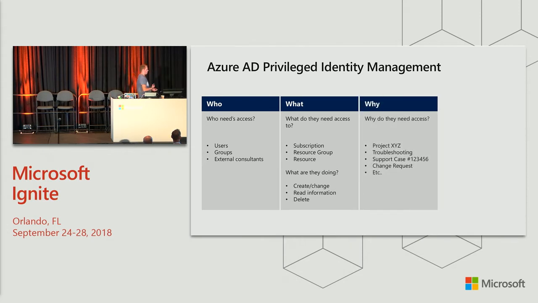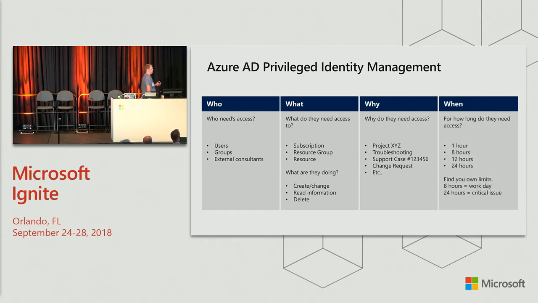We also need to know why people need access. Everyone can come and say, hey, I need access to all of these resources because I'm doing some stuff. Using Azure AD PIM, we can collect that information. We can have them enter in a case number or a project number or something like that, or maybe a change request number, any information that could help identify what they were doing. So we can track it back to something else, a case.